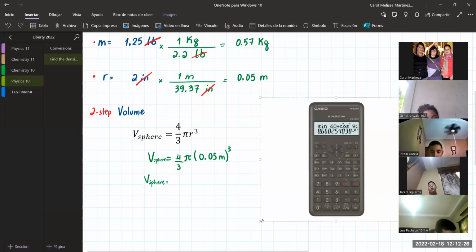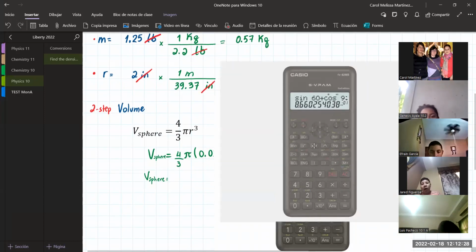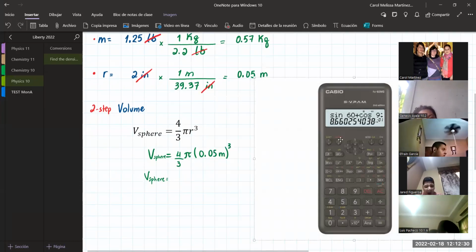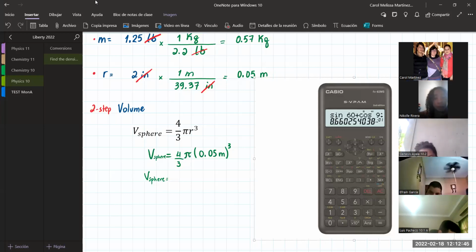So in your calculator, for those who have this calculator, that is the 82ms, just press shift and then this key. Shift, that key.